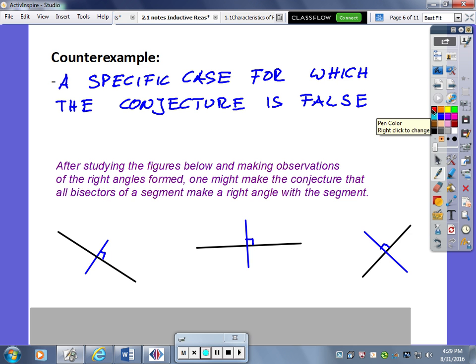But I can draw a bisector just like this. The red bisector also bisects the black segment in the middle, cuts it in half into 2 equal pieces, but this new bisector does not form a right angle with the segment. It actually forms an acute angle. And we could find more examples like that, also bisectors that form an obtuse angle. But the point is, one example where the conjecture is proven to be wrong is enough, and that's what we call the counterexample.